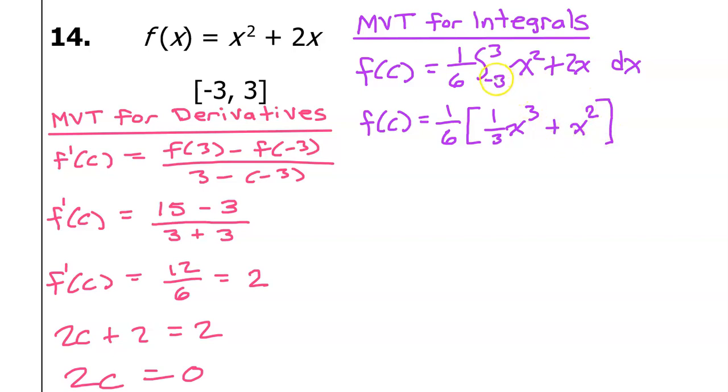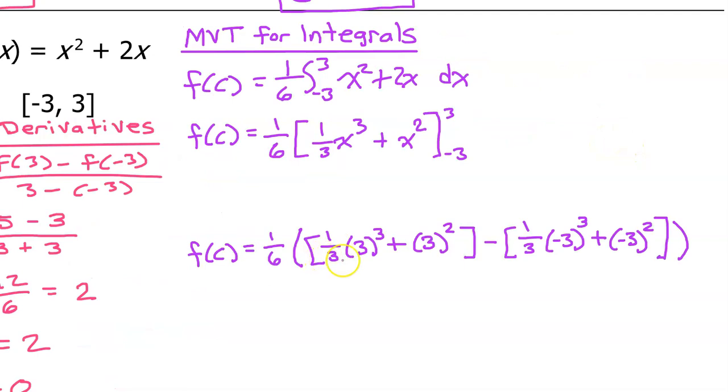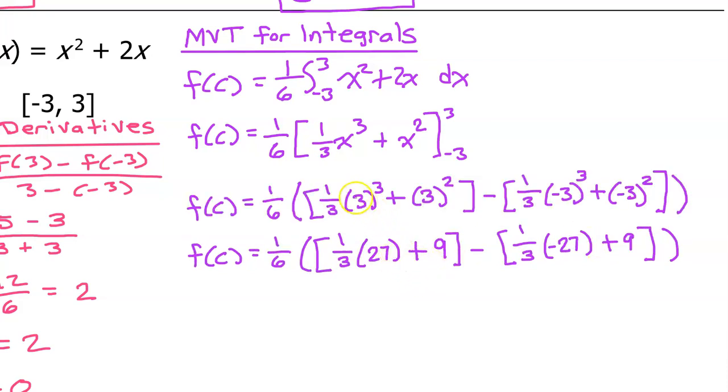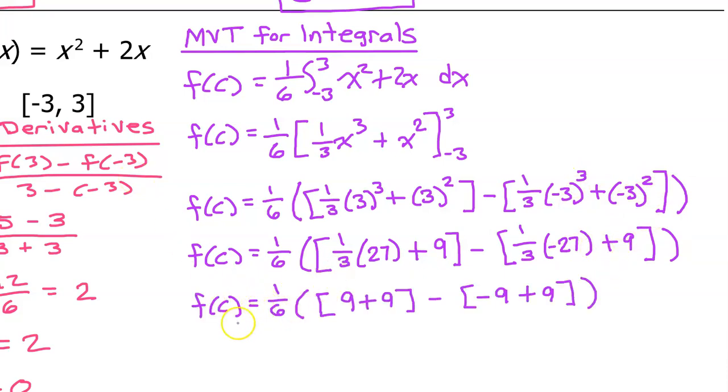We need to evaluate using the limits of integration. So from negative 3 to positive 3, which means we need to find the value at 3 minus the value at negative 3. So here we have the value at 3 minus the value at negative 3. Simplifying a little bit, 3 cubed is 27, 3 squared is 9, and negative 3 cubed is negative 27, negative 3 squared is 9. This simplifies to 1/6 times 9 plus 9 minus negative 9 plus 9.